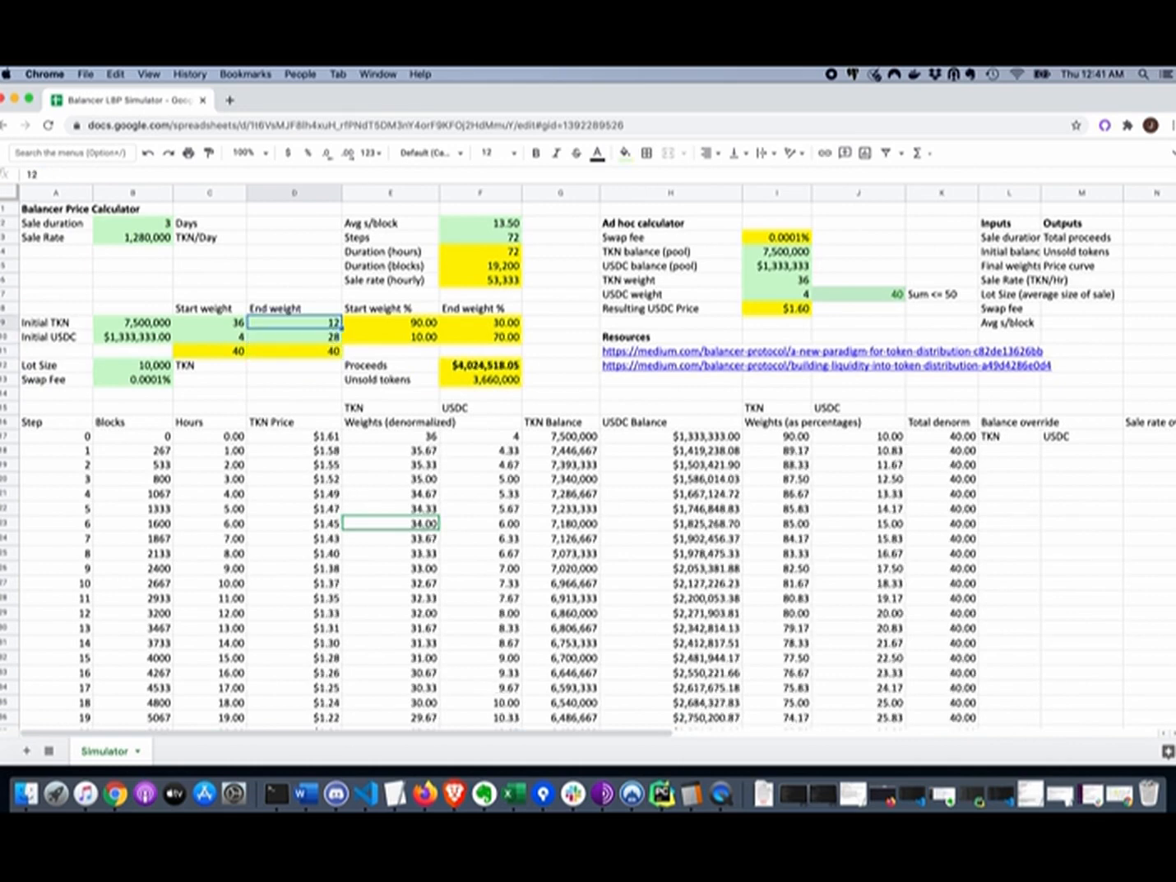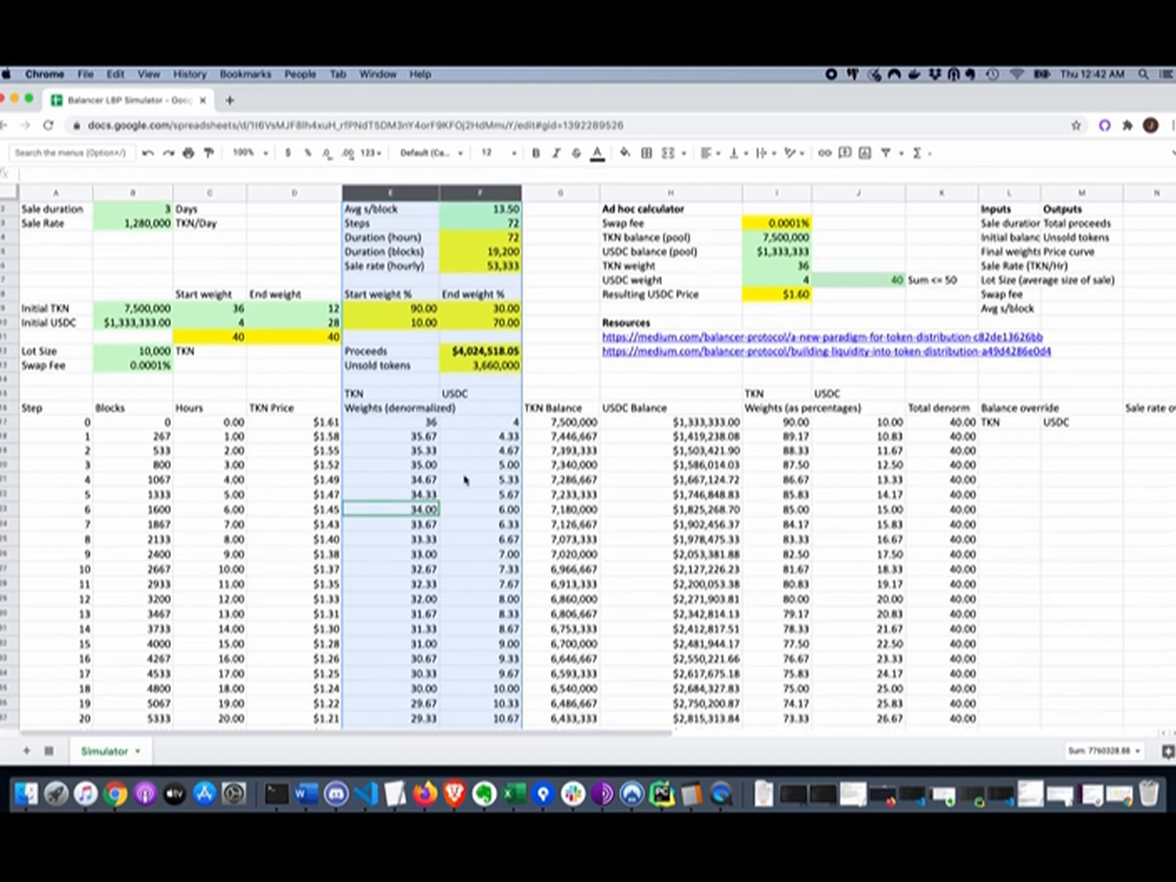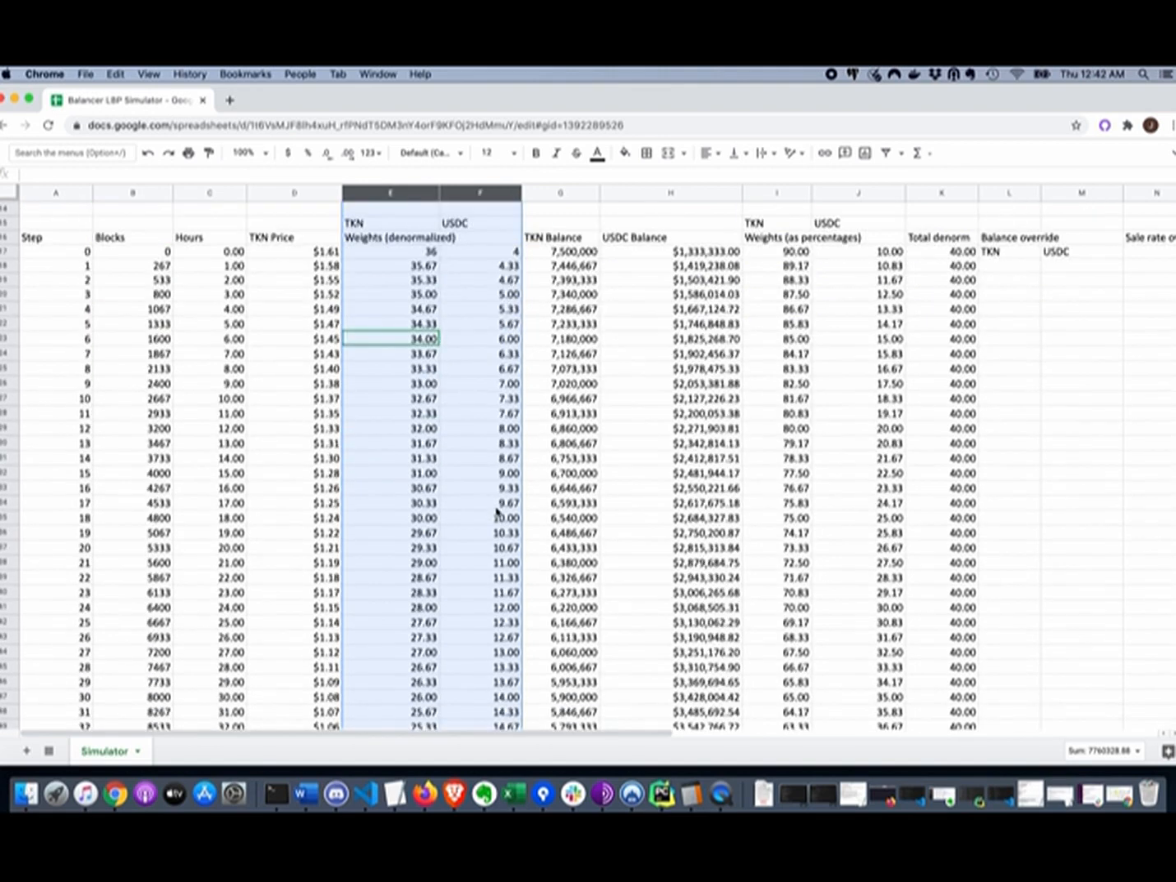Now what you're entering here are denormalized weights, and the system calculates percentages from those. Valid denorms are between 1 and 49 because the sum has to be less than or equal to 50. And the percentage is just the weight over the total. So when you have 36 and 4, the weight of the token with 4 is just 4 over 40, or 10%. Then you can see with these parameters set like this that the weights change smoothly between the starting and ending values.